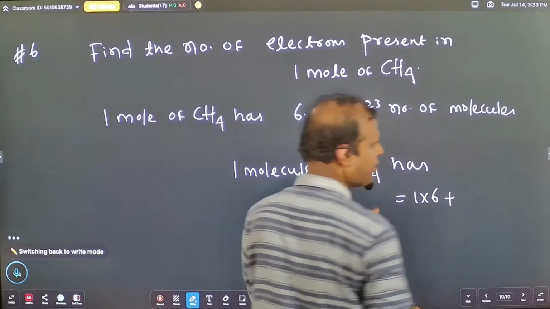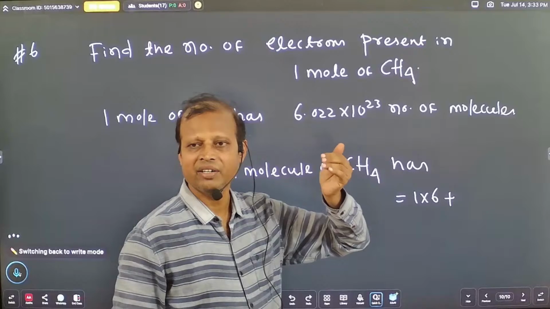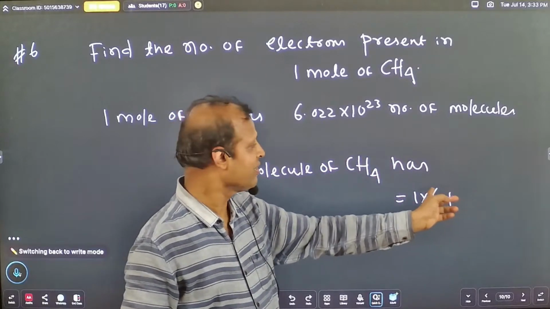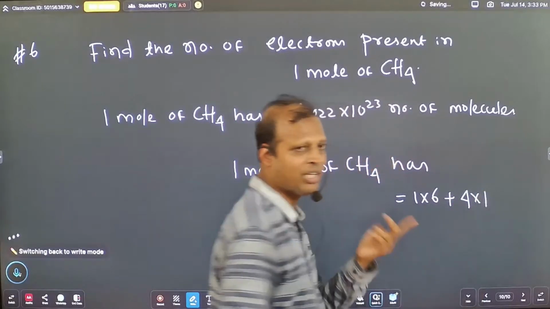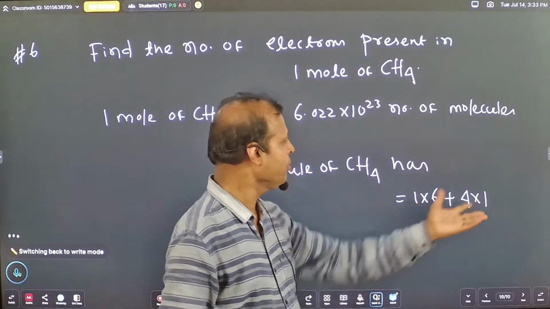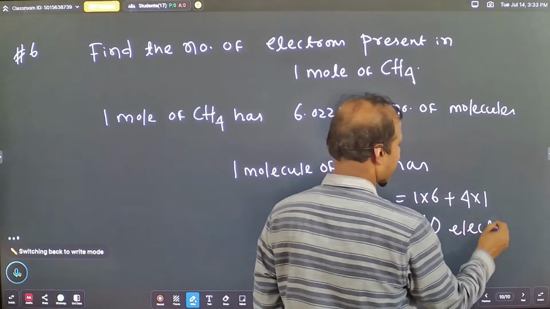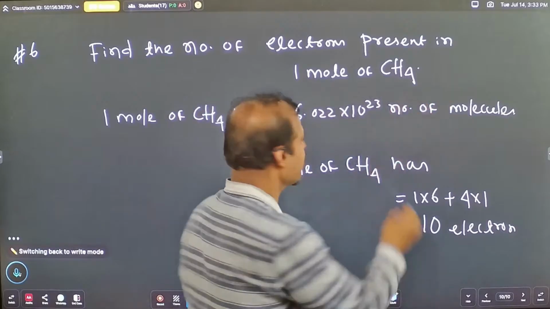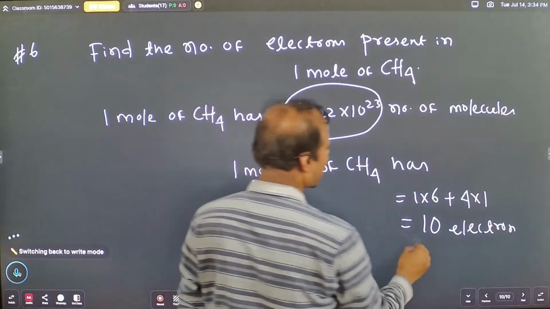Hydrogen's atomic number is what? 1. How many hydrogen atoms are there? It's 4. So 4 into 1, because 1 hydrogen has 1 electron. So 4 hydrogen atoms have 4 electrons. 4 into 1, altogether 10 electrons. So 1 mole of methane has this much number of molecules, and one molecule has how many electrons? 10 electrons.